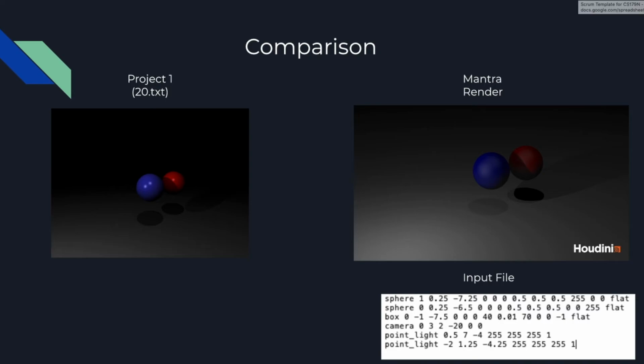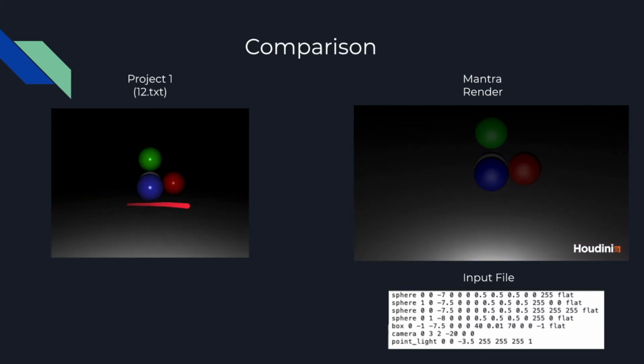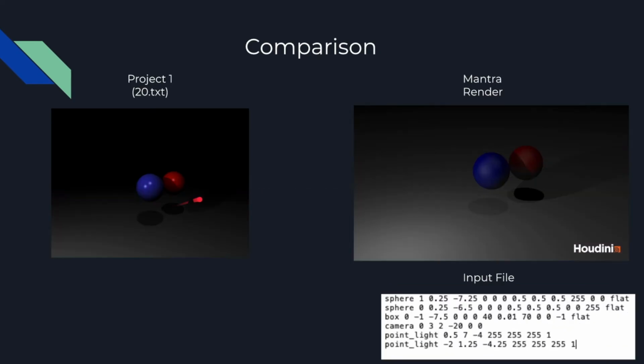For our last comparison, we have a render that introduces shadows in our original ray tracer. In Mantra, shadows are actually enabled by default. For these past ones, I had to manually disable them to try and make them look more like Project One renders. But these are just the default shadows in Mantra.